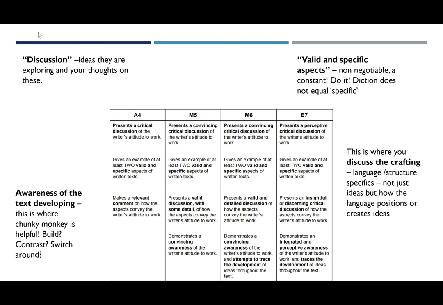And then the thing that really determines a grade that takes it beyond achieved is your awareness of the text developing. That's where being able to identify that the text is different across or has different focuses or develops or contrasts. That's why that's really meaningful.